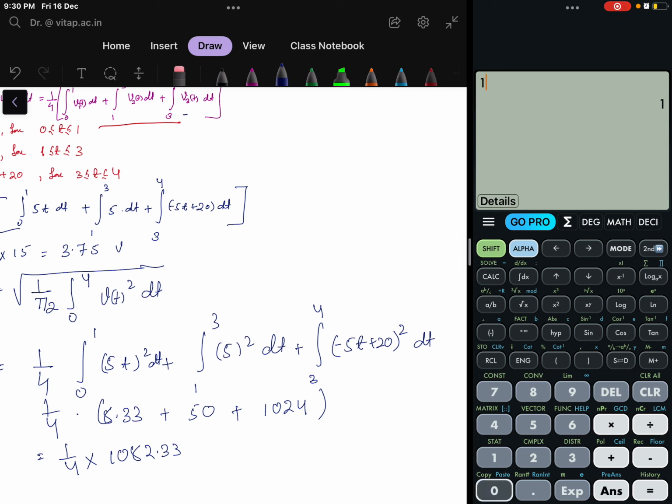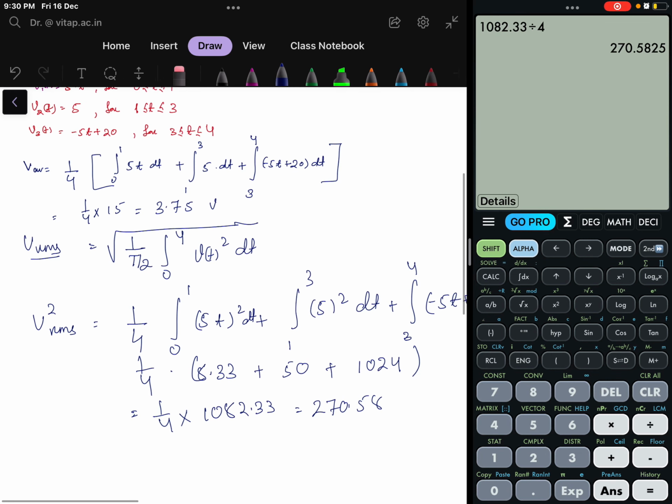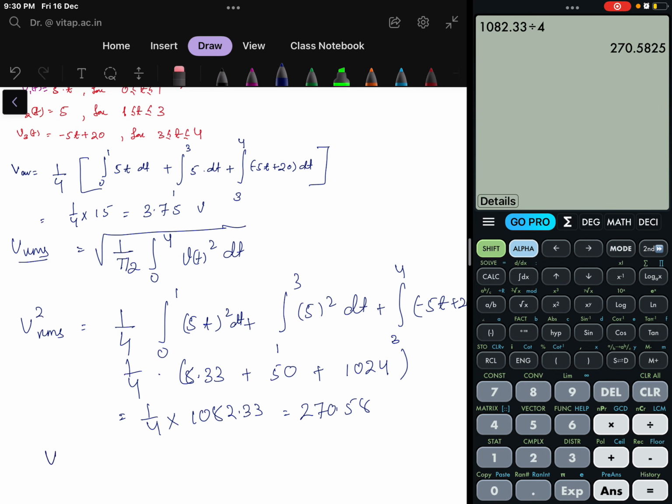So, next, 1082.33 divided by 4. So, that is equal to 270.58, and then we have to find the square root of this. So, VRMS is equal to square root of 270.58. So, square root of the answer, that is equal to 16.44.